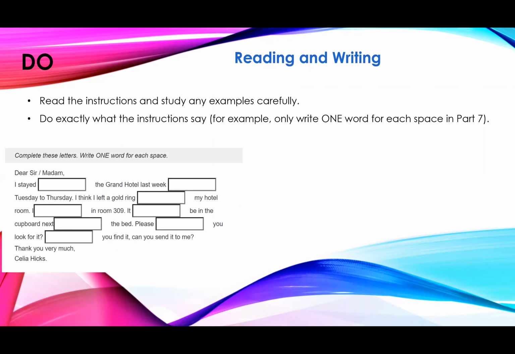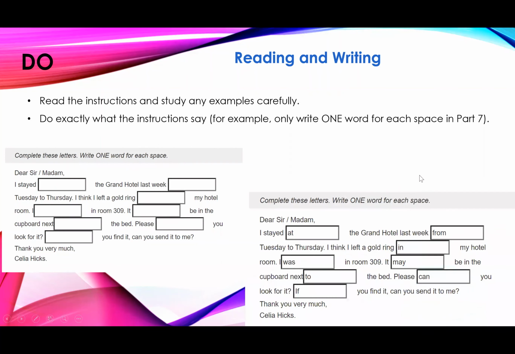For example, you can see part of the exam here. Here, the instruction says, write one word for each space. So it means that you don't have the permission to write 2 words or even more. I'm going to show you one example of the answers. You can see that in each blank, we have only one word. This word can be an article, preposition, verb, adjective, adverb, or other types of words. It doesn't matter, but it should be only one because they asked you so.